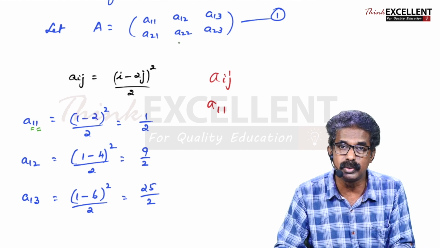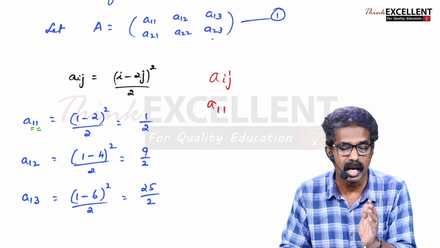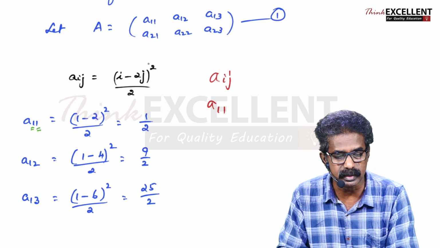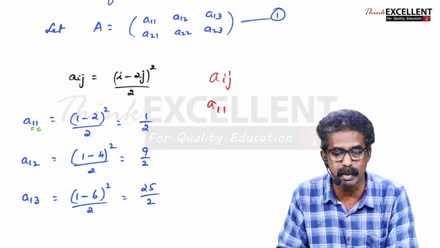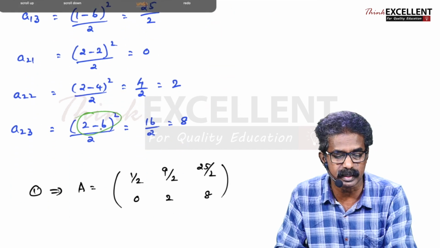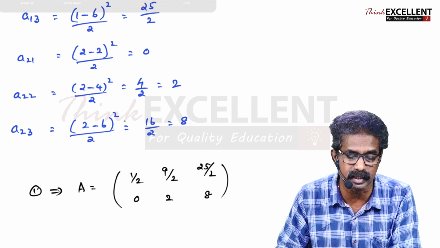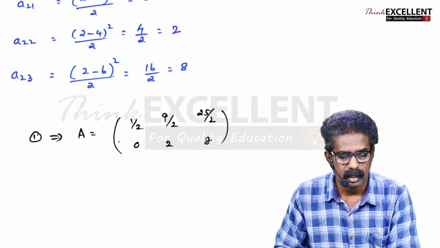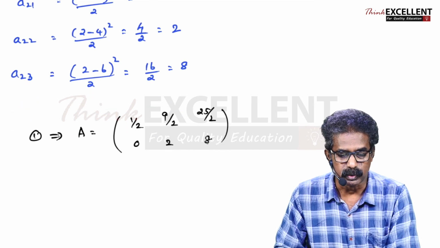A22: i is 2, j also 2. A23: i is 2 and j is 3. 2 minus, j is 3, 2 3s are 6, 2 minus 6, the whole square. So minus 4 square, 16 by 2, 8. All these values you substitute in A.